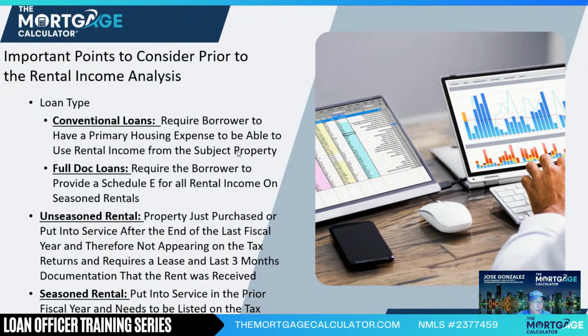So we mentioned requiring the borrower to provide a Schedule E for all rental income on unseasoned rentals. So let's cover what an unseasoned rental is versus a seasoned rental, because you're going to hear that a couple more times in this presentation. An unseasoned rental is a property that was just purchased or just put into service after the end of the last fiscal year, and therefore is not appearing on the tax returns, and requires a lease and the last 3 months documentation that the rent was received.